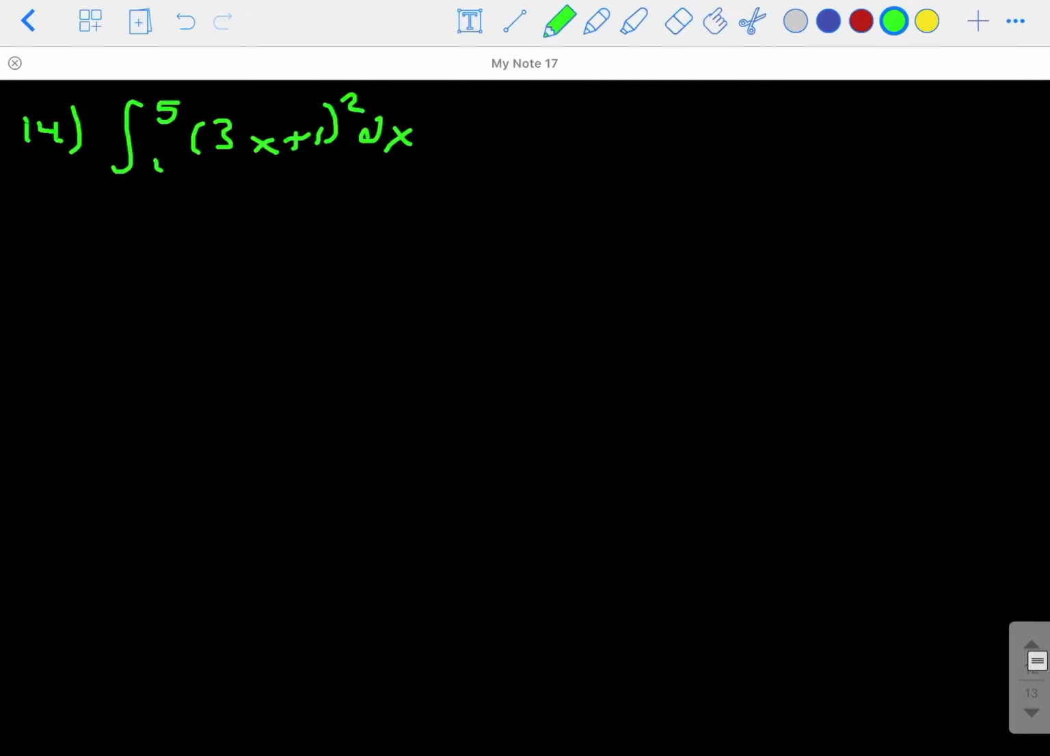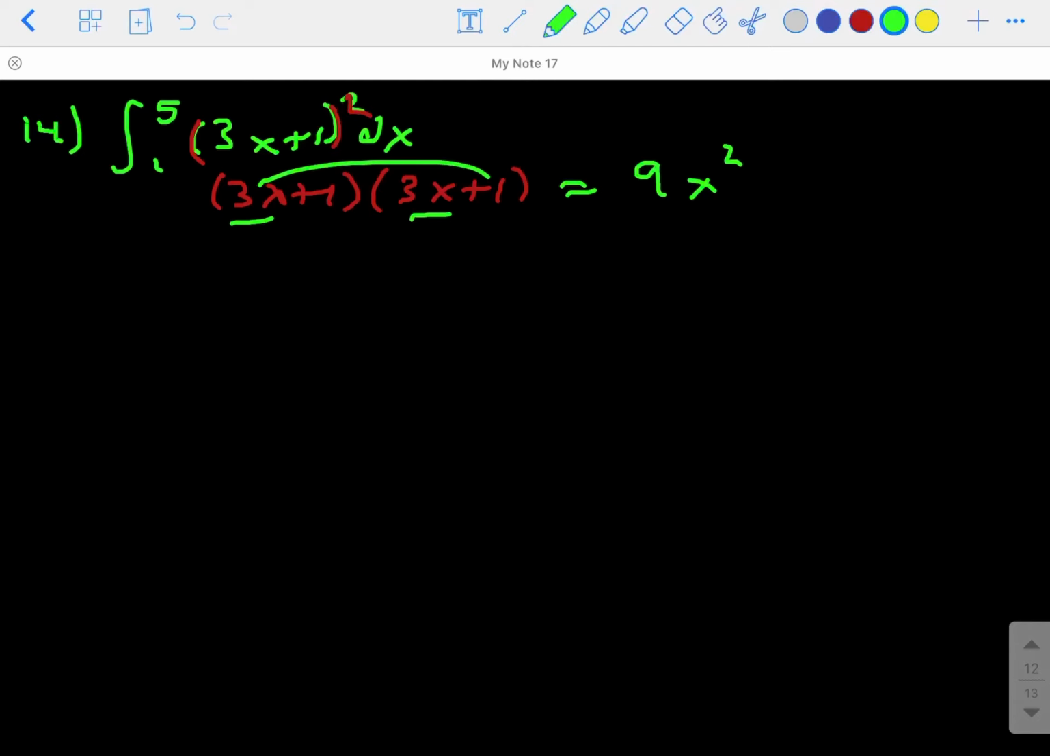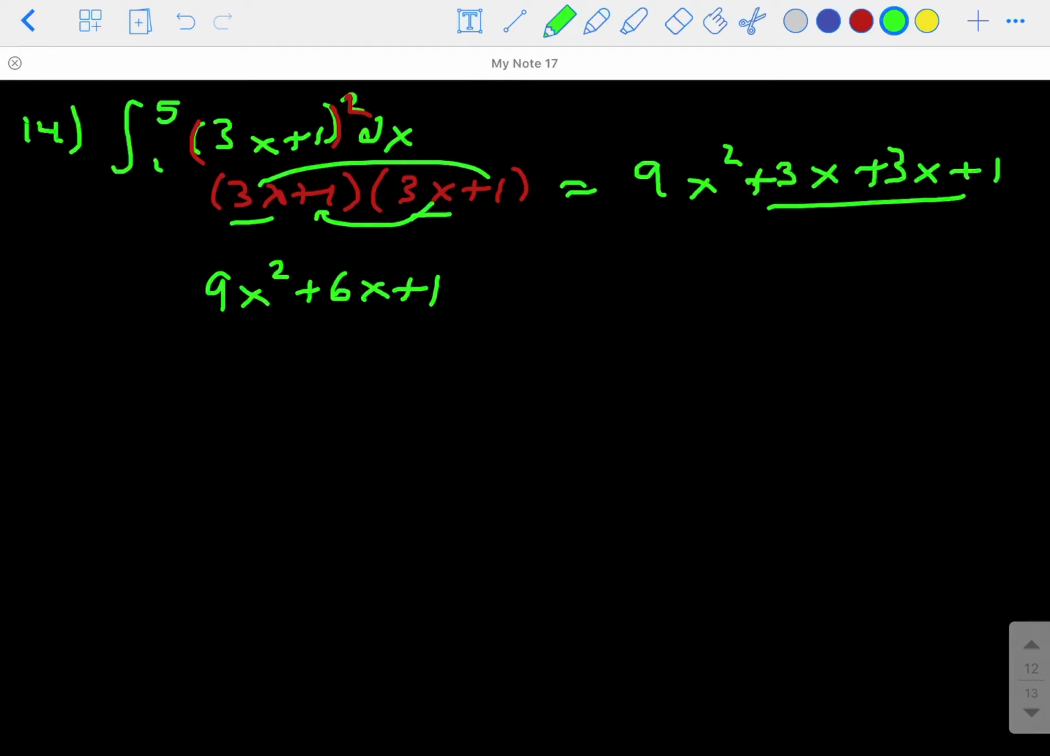This one, question number 14. Before we do any integration, I'm going to use FOILing to expand this out. 3x plus 1, 3x plus 1. And be careful with your FOILing from here. So 3x and 3x gives you 9x squared, 3x times 1, 3x. 1 times 3x, so this is another 3x, and 1 times 1 is 1. Add your like terms, and then you get 9x squared plus 6x plus 1. And again, we're integrating this from 1 to 5.